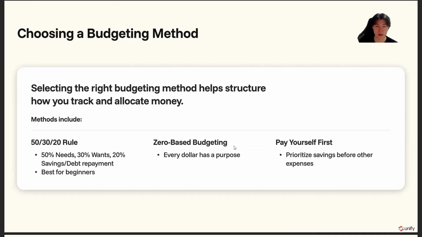Next rule would be the zero-based budgeting. So every dollar has a purpose in this rule. Next would be the pay yourself first method. So by prioritizing savings before other expenses such as wants.